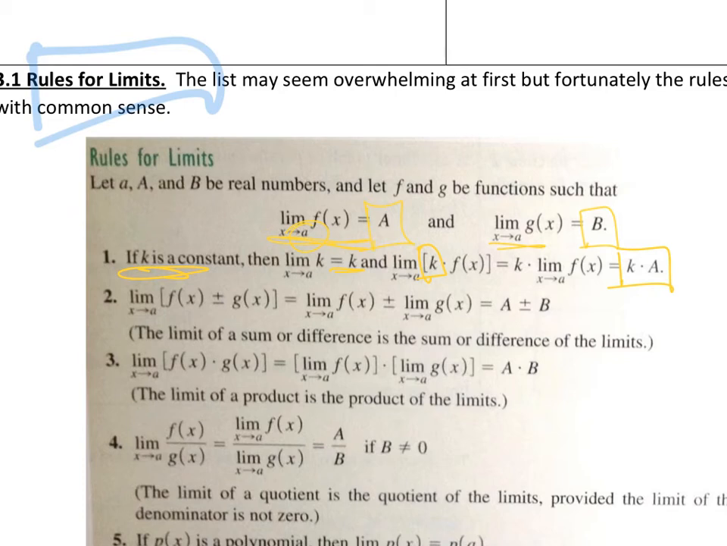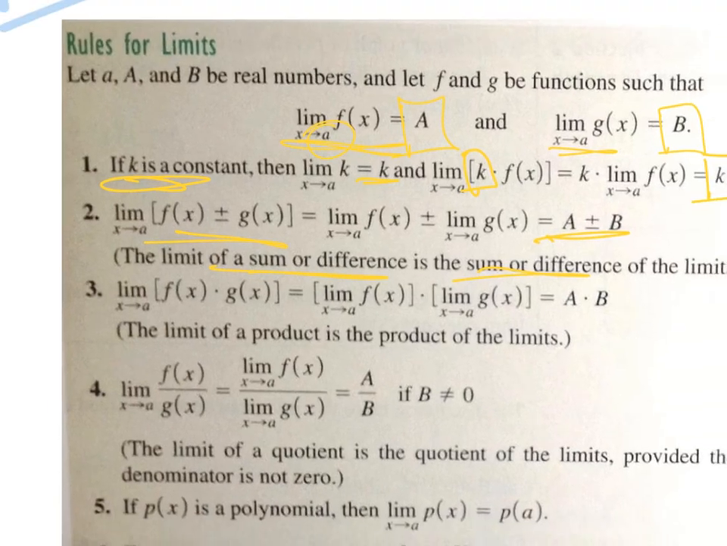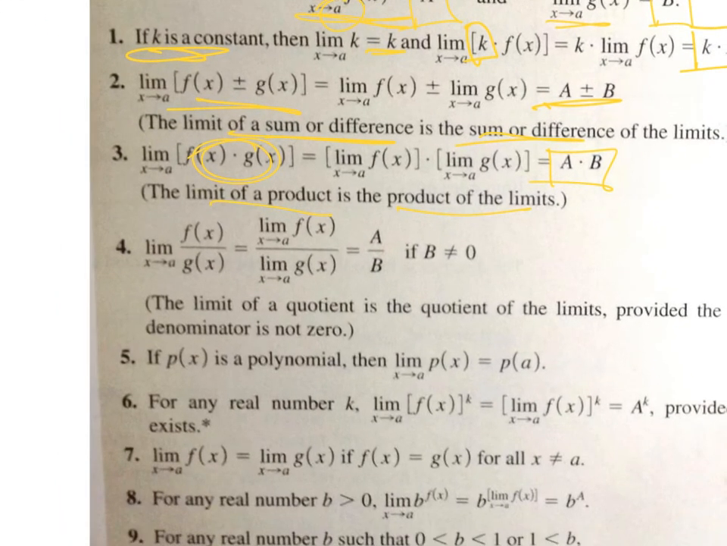Number 2, if we have two functions we're adding together, the limit is the sum of the outputs of those limits. So in other words, it's kind of like that sum and difference terminology. So then the next one is saying if they are being multiplied, then the actual output limits are multiplied. So this is the limit of the product is the product of the limits. Number 4, if two functions are being divided, then the limits are divided. So this is the limit of a quotient is the quotient of the limits.